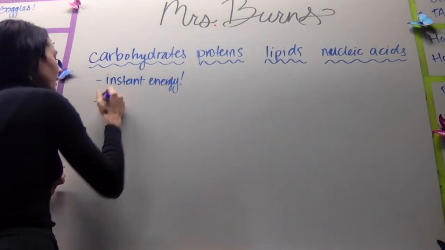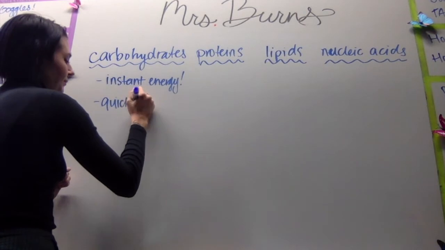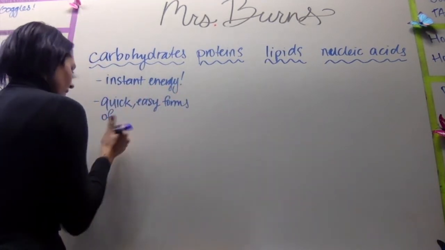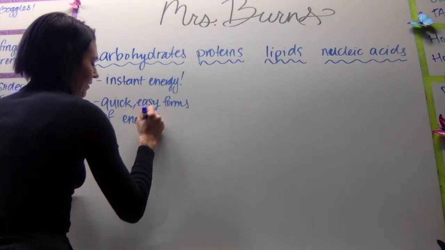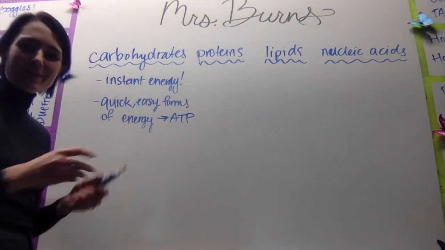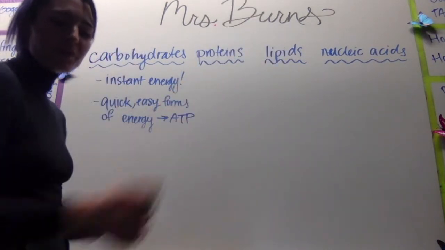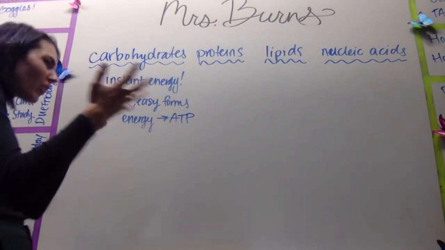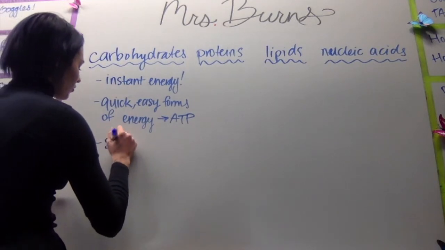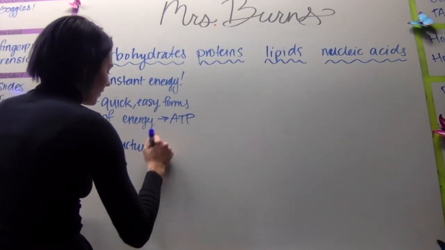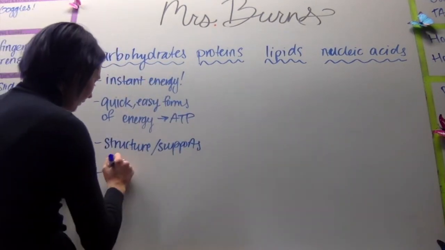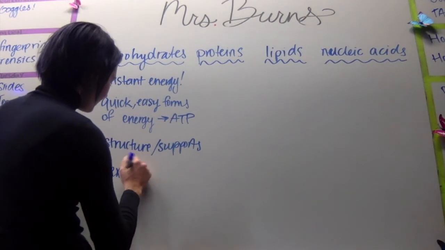They provide us with quick, easy forms of energy. Eventually they turn into ATP, which, as we now know, is kind of like the money that our cell uses, that form of energy that we can transform to be able to do certain things that our cell needs to do. They can also be used as structure or support, such as plants use carbohydrates. Bugs will use them as an exoskeleton, so for protection.